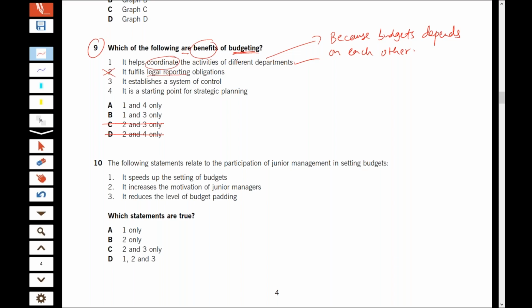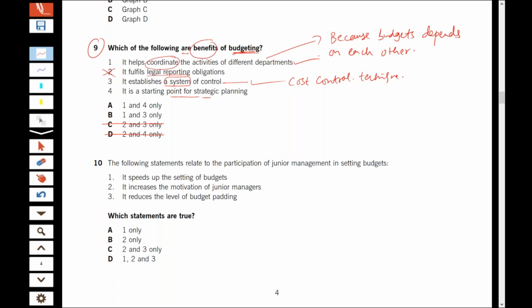Number 3, it establishes a system of control. Yes, it is a cost control. Budget is a cost control technique. Number 4, it is a starting point of the strategic planning.